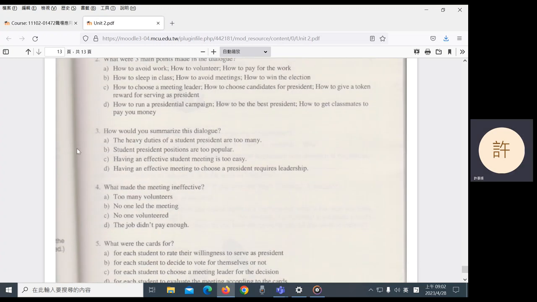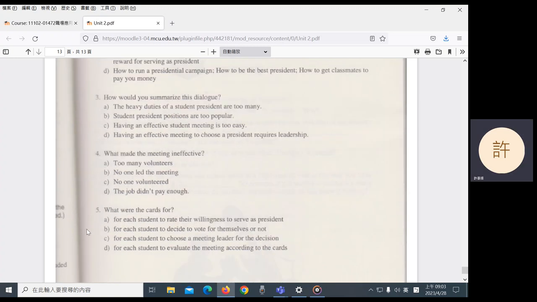Number three, how would you summarize this dialogue? So what is the main point? D, having an effective meeting to choose a president requires leadership, 需要领导能力. Why? Number four, what made the meeting ineffective? And the answer is B, no one led the meeting. 没人带头，所以开会很没效率. So the main point should be it requires leadership. 因此需要领导能力，这应该才是重点.